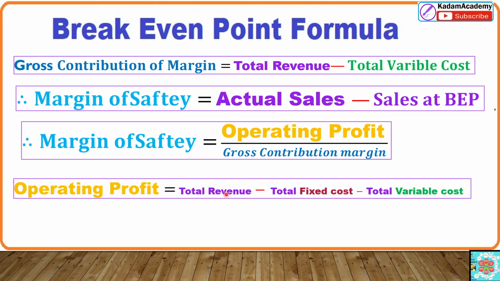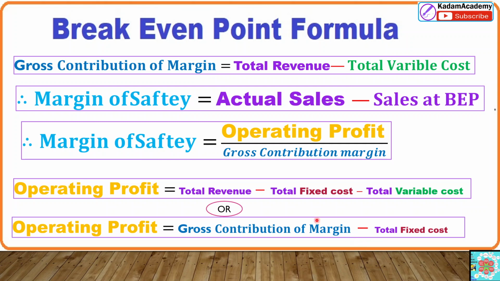Or this operating profit, how to calculate? The total revenue minus total fixed cost minus total variable cost. That means this is the total cost. The gross contribution margin means total revenue minus total variable cost. So the gross contribution margin minus total fixed cost gives the operating profit. So these are the formulas to calculate the margin of safety with the different values given in the numerical. Whatever data you have, from the data we can calculate these values, the margin of safety.